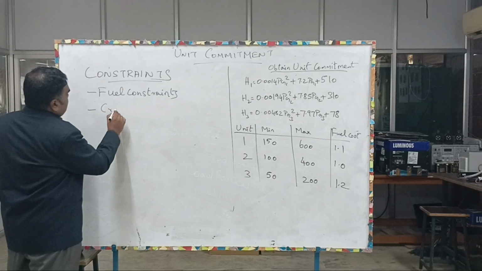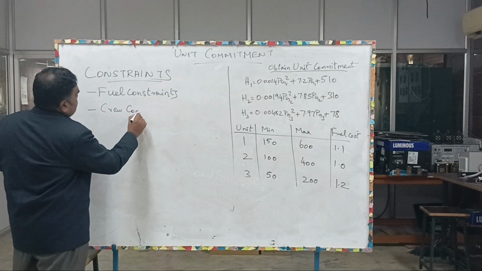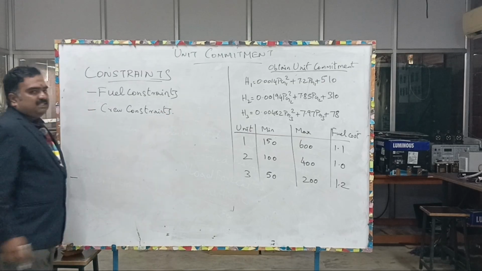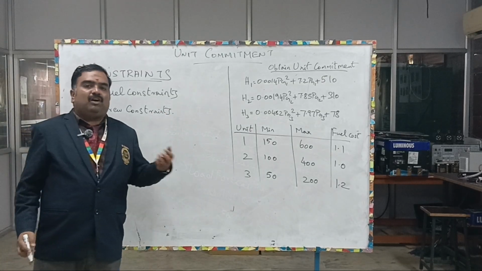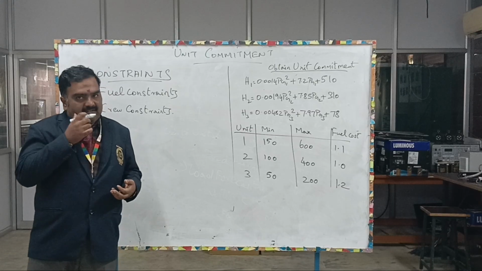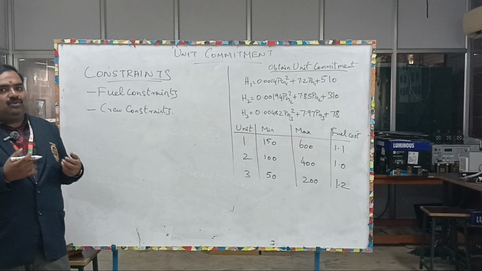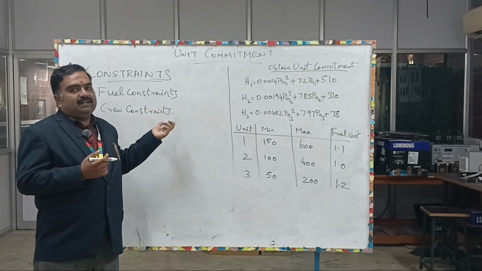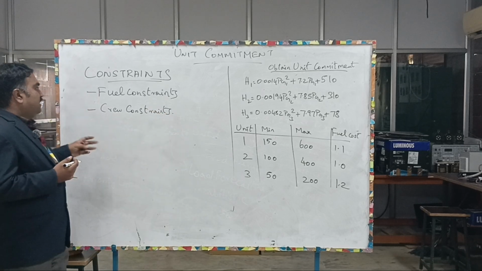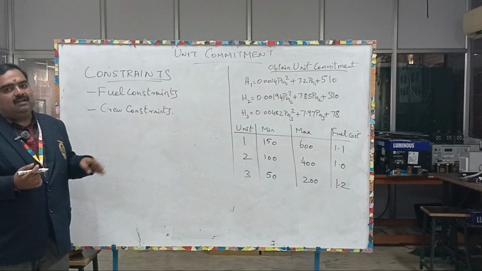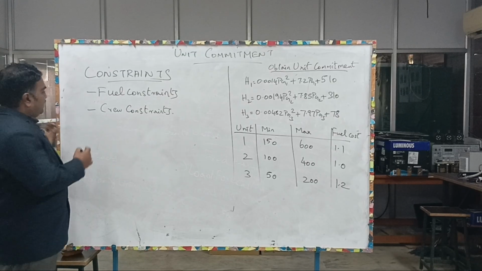So, next is crew constraints. The personnel working in the power plant will operate in shifts. So, there must always be some technically strong, skilled crew to cater to any problem occurring in the power plant. So, this crew constraint, the crew availability, is also a factor in unit commitment.